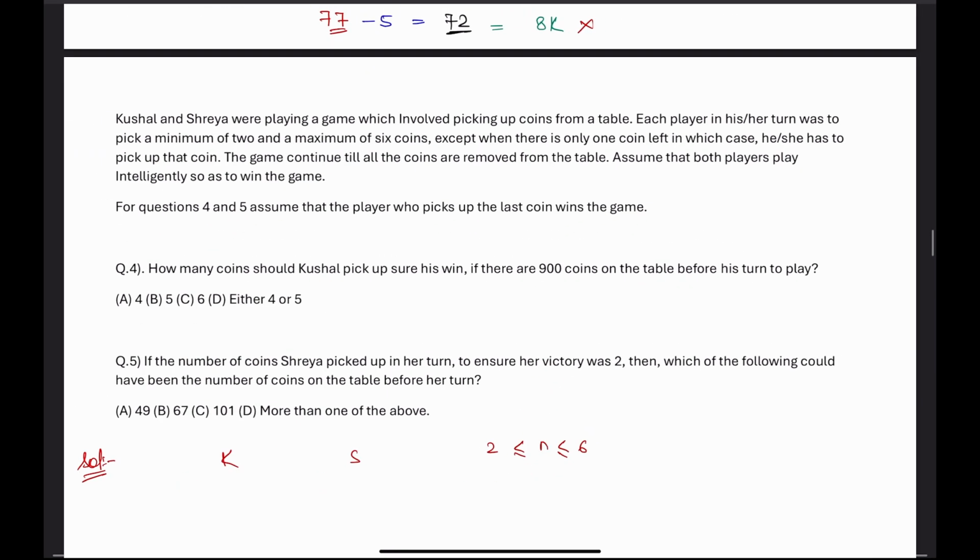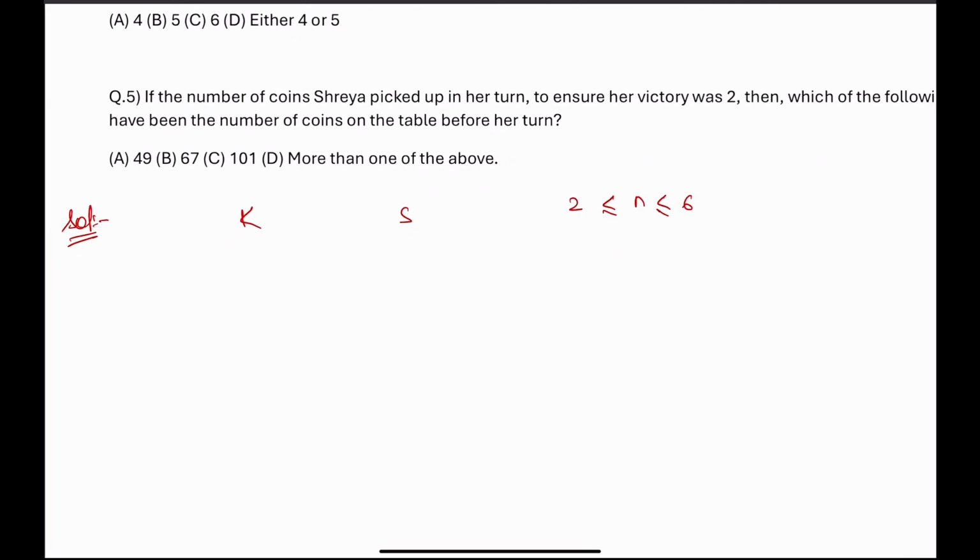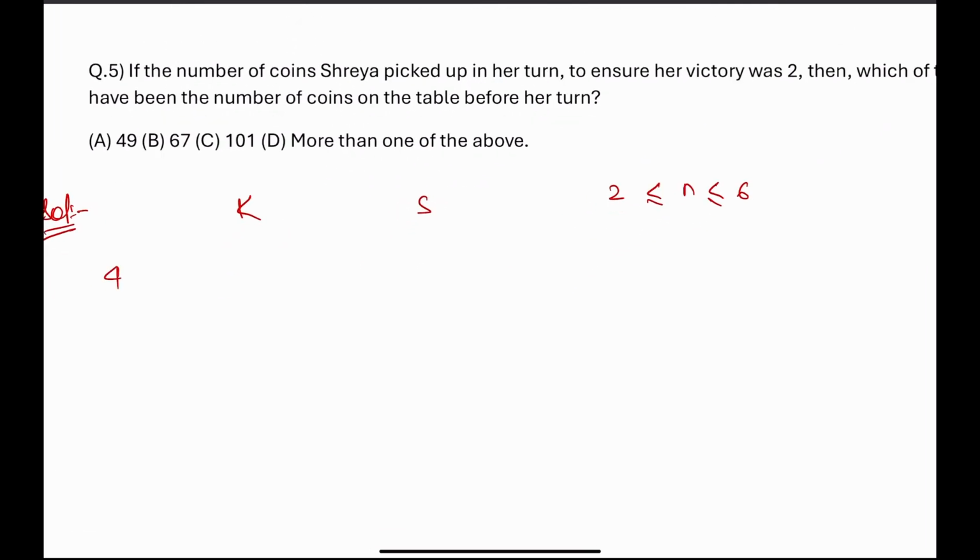Let's read more. Minimum of 2 and maximum of 6, except when there is only one coin left, in that case he has to pick up the coin. The game continues till the last coin is removed from the table. Assume both players play intelligently so as to win the game. For questions 4 and 5, assume that the player who picks up the last coin will win. So what actually changes compared to the last question is that questions 4 and 5 belong to last pick win. The person who picks the last coin is going to win.